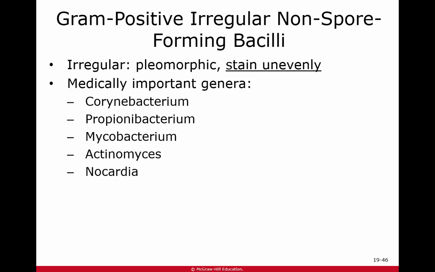Okay, so now, as we wrap this up, we want to talk about gram-positive irregular non-spore forming bacilli. So again, irregular means pleomorphic. They're going to stain unevenly.